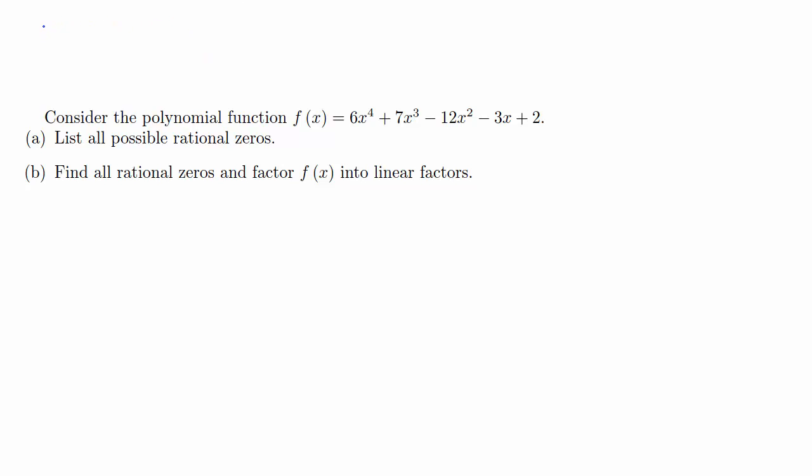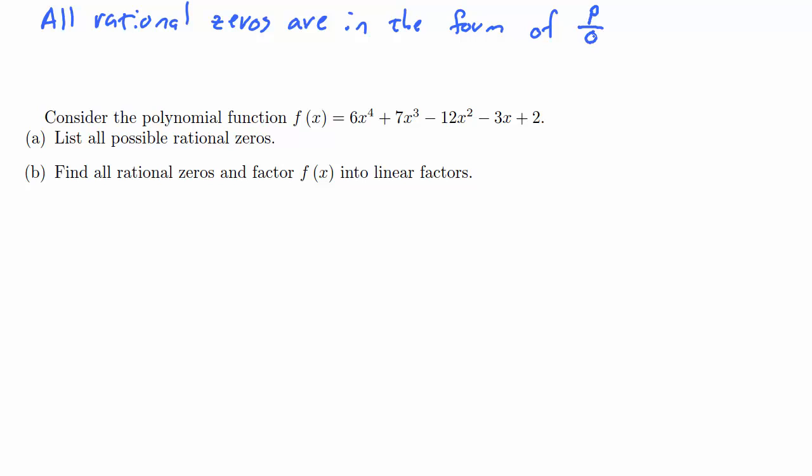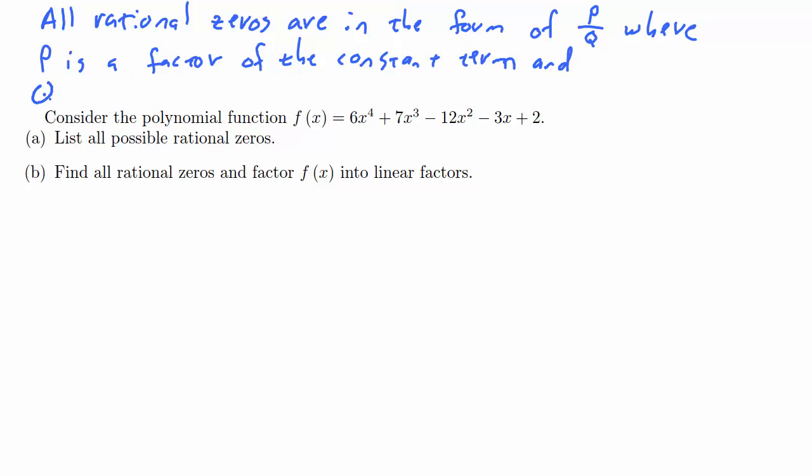Now then, to do this, we're going to use what's called the rational zeros theorem. It says that all rational zeros are in the form of p divided by q, where p is a factor of the constant term and q is a factor of the leading coefficient.